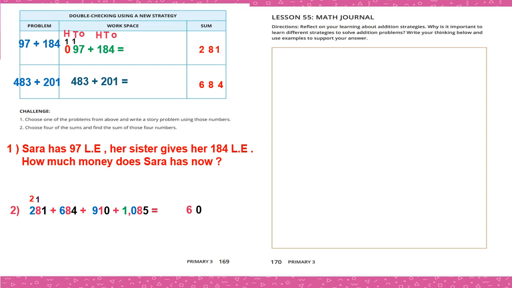2 plus 2, 4. Look at the hundreds. 4 plus 6, 10. 10 plus 9, 19. Plus 0, also 19. 9 and carry up 1 here on 1. So 1 plus 1, 2. So the final result 2,960.